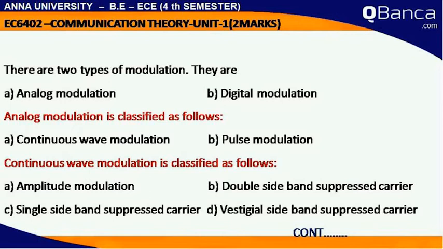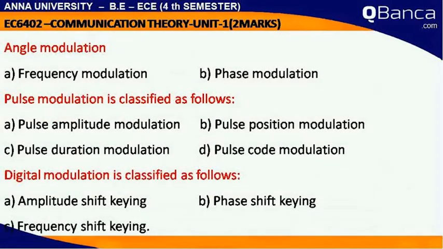Continuous wave modulation is classified as amplitude modulation, double side band suppressed carrier, single side band suppressed carrier, vestigial side band suppressed carrier, and angle modulation: frequency modulation, phase modulation. Pulse modulation is classified as follows: pulse amplitude modulation, pulse position modulation, pulse duration modulation, pulse code modulation. Digital modulation is classified as follows: amplitude shift keying, phase shift keying, frequency shift keying.